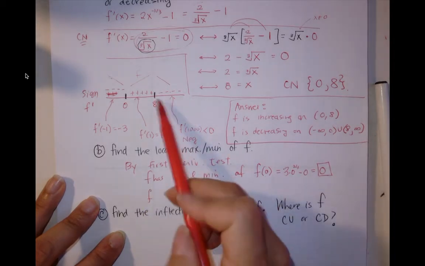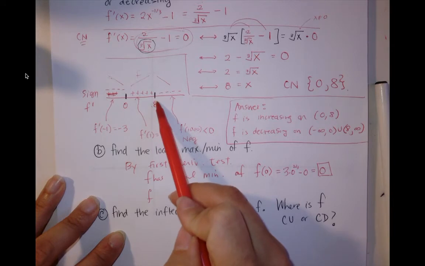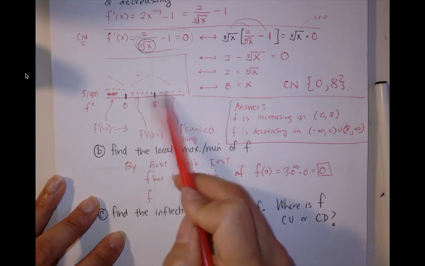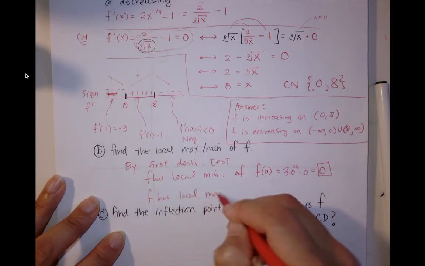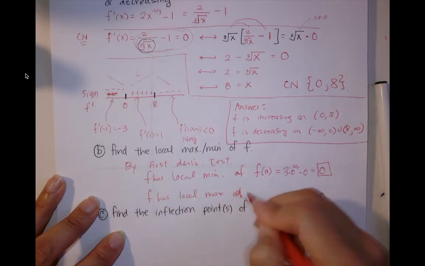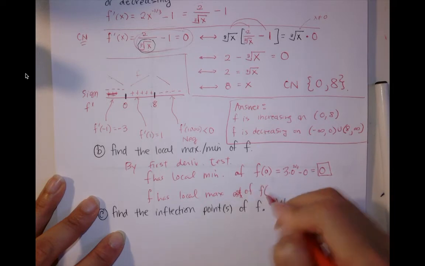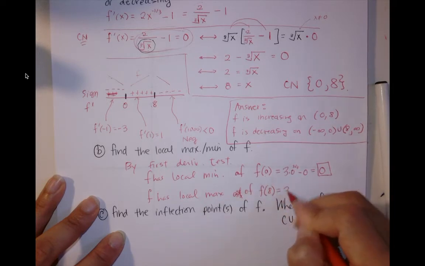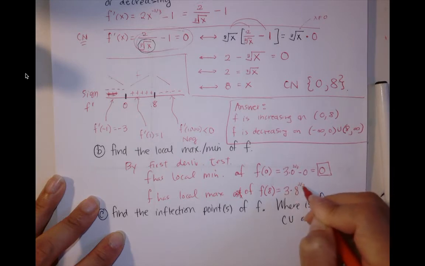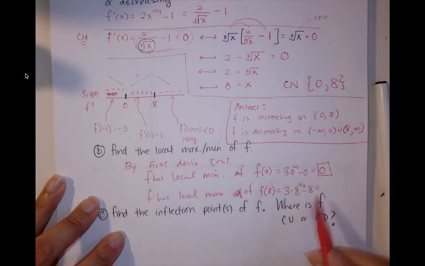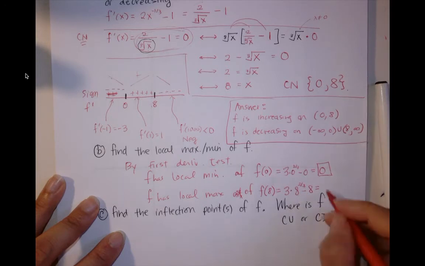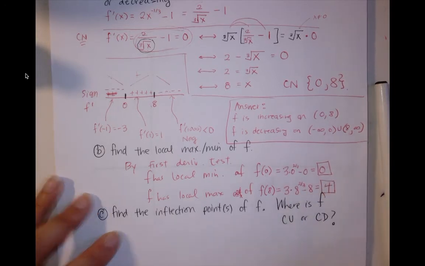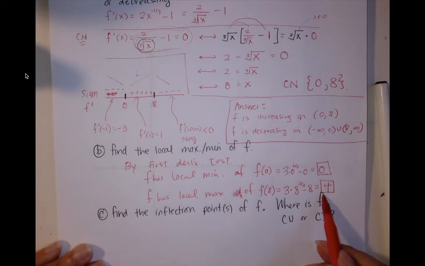And we can also see that at this critical number, the derivative changed sign from positive to negative. So this is a local max. And I'll say of f of 8. F of 8 is equal to, so the cube root of 8 is 2. 2 times 2 is 4. So 3 times 4 is 12 minus 8 is 4. Okay. So that's my local maximum value.